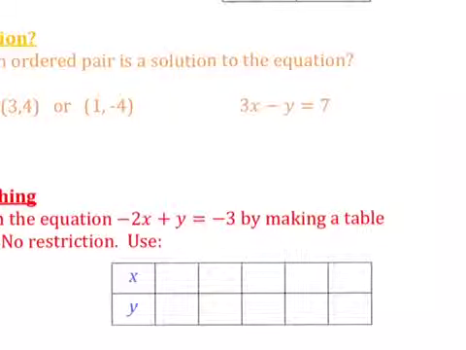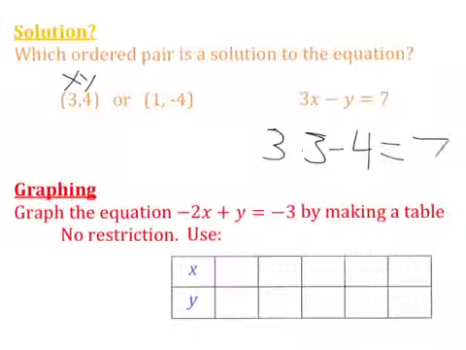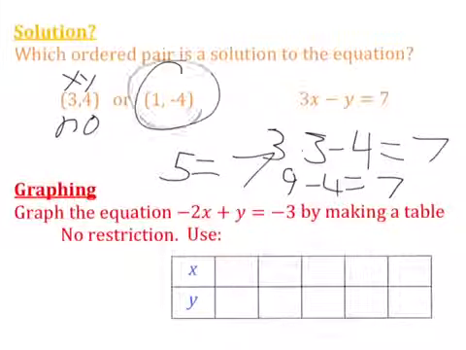So to start, this is x and this is y, so you're going to plug them in. So you have 3 times 3 minus 4 equals 7. And then that's 9 minus 4 equals 7. But 5 does not equal 7, so this is no. But we just want to make sure that this one is the solution.